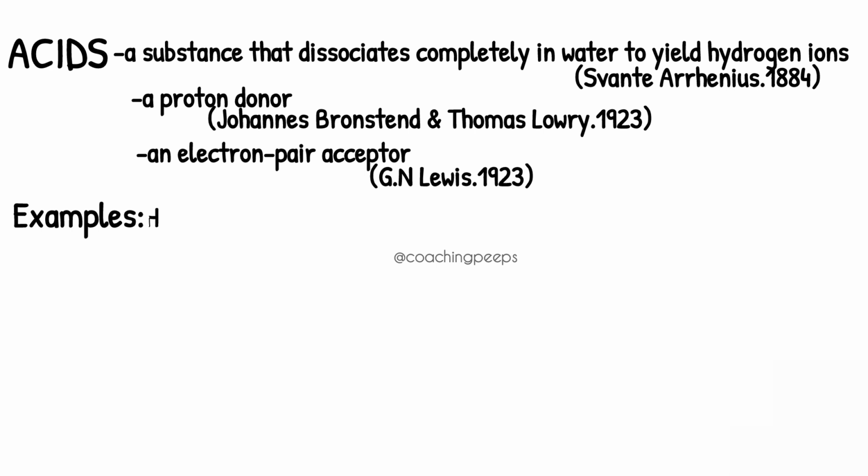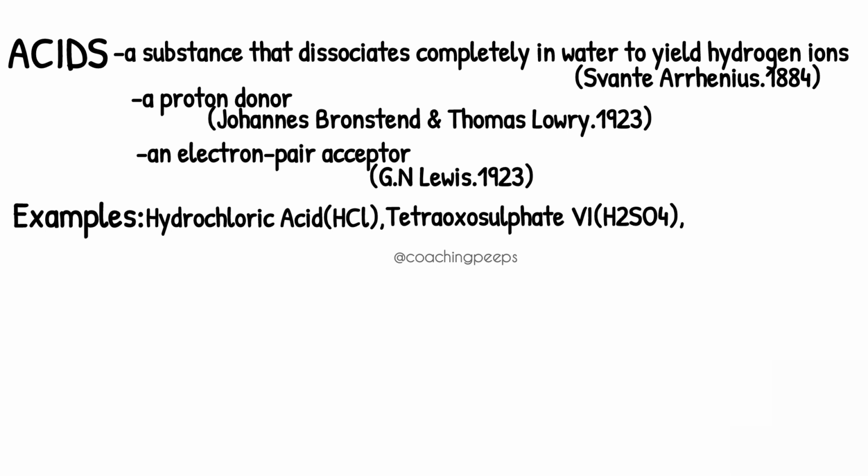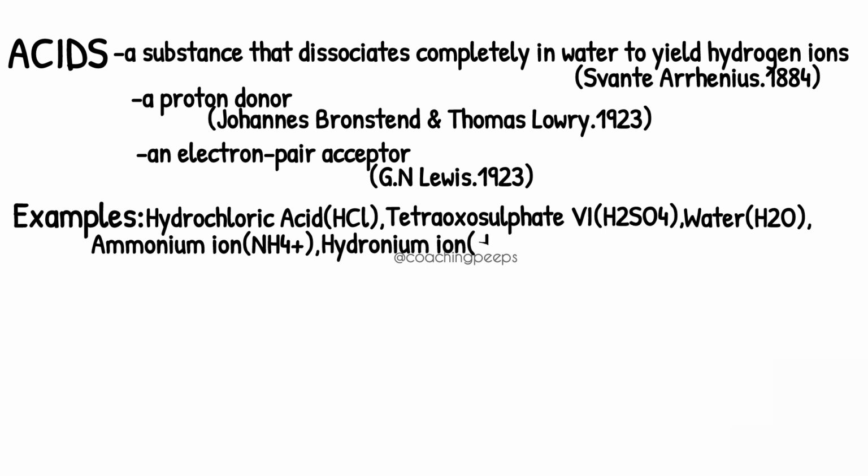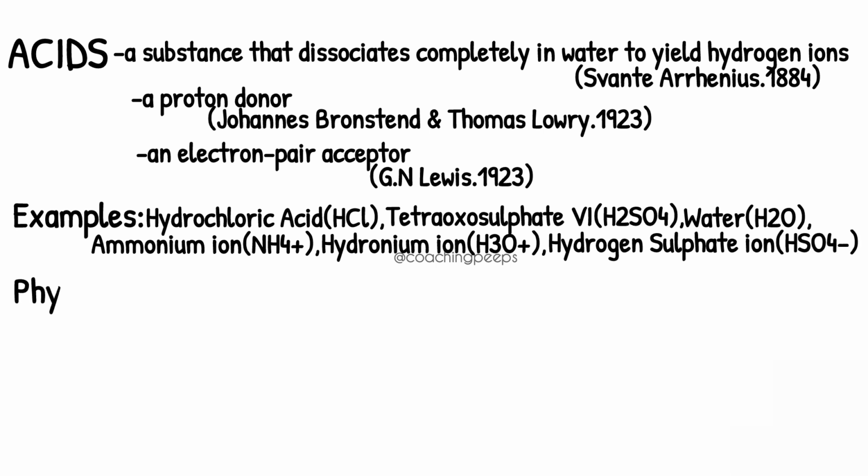Examples of acids include hydrochloric acid, that's HCl, tetraoxosulfate 6 acid, that is H2SO4, also known as sulfuric acid. We have water, H2O, ammonium ion, NH4+. Please note that the plus goes up. Hydronium ion, H3O+, the plus also goes up. Then hydrogen sulfate ion, HSO4-, the minus goes up.